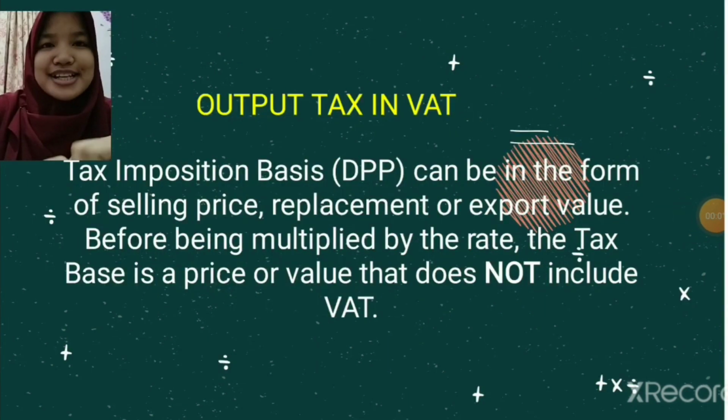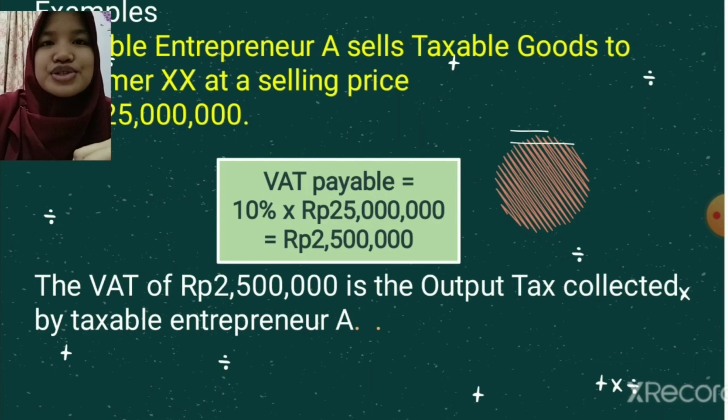We talk about output tax in VAT. The tax imposition base (DPP) can be in the form of selling price, replacement, or export value. Before being multiplied by the rate, the tax base is a price or value that doesn't include VAT. So output tax in VAT is the DPP, the real value of the selling price, replacement, or export value. We go to the examples.